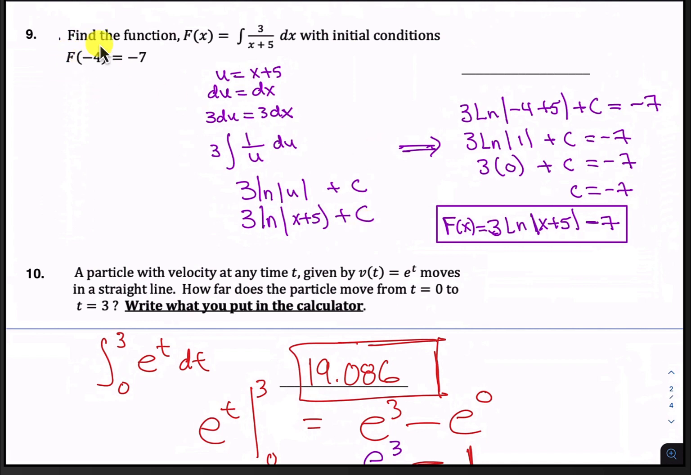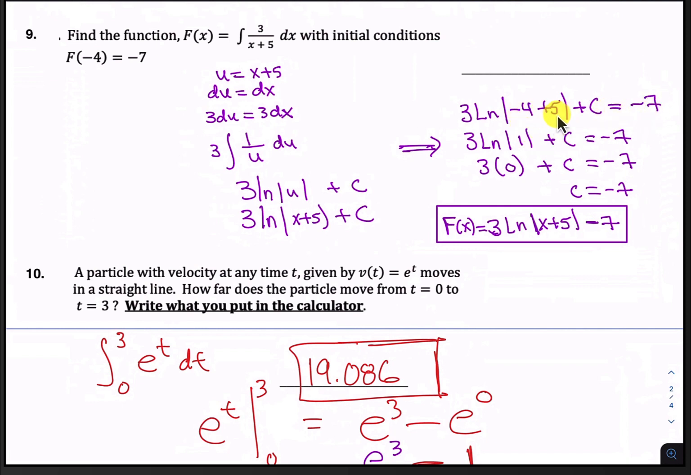And then we bring in the condition that F of negative 4 is equal to negative 7. That simply means if I replace this x with negative 4, I can set it equal to negative 7. So let's do that here. It's 3 times the natural log of the absolute value of negative 4 plus 5, plus the c is equal to negative 7.